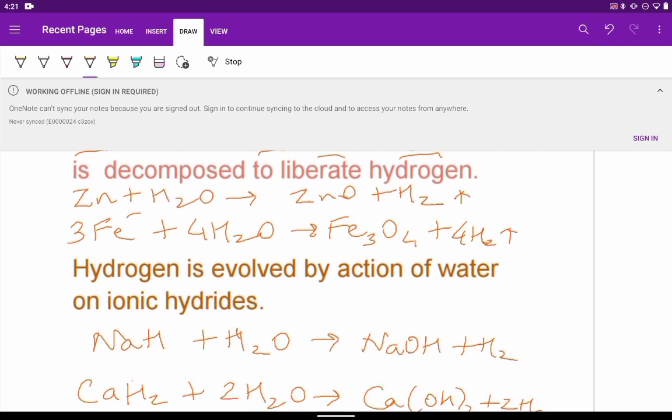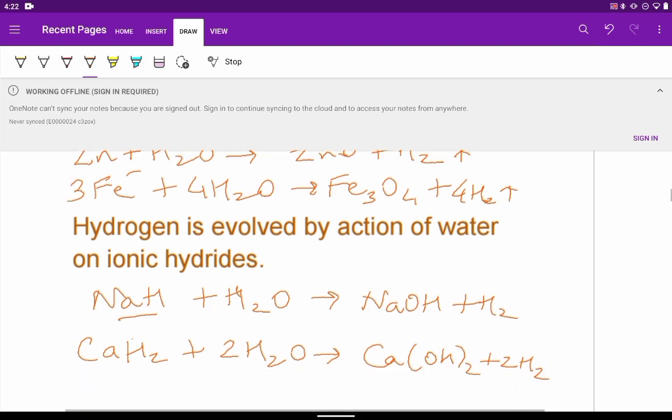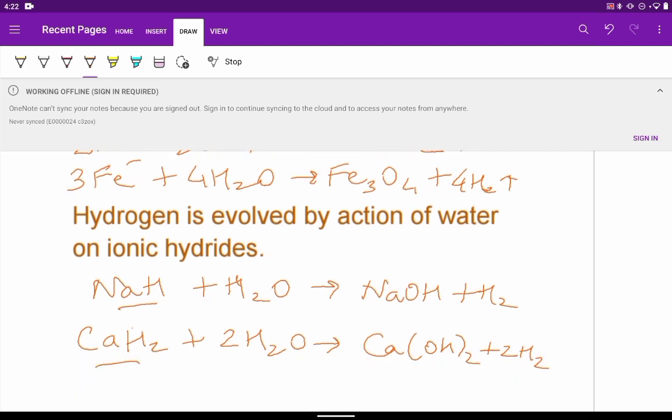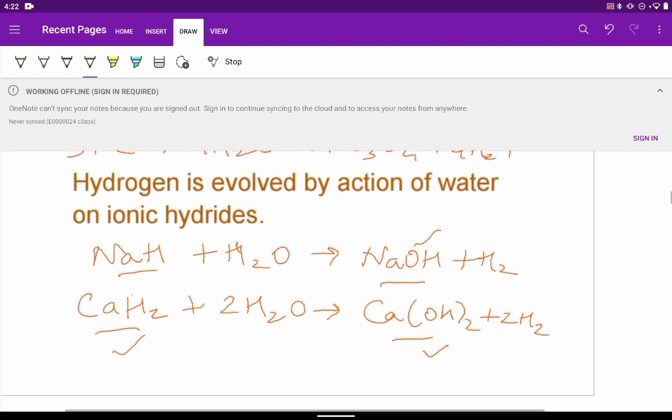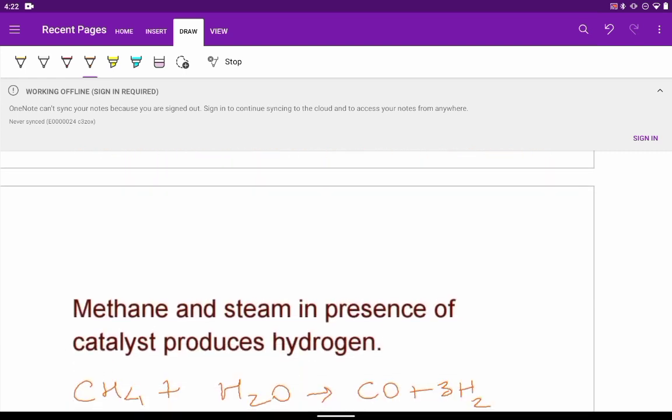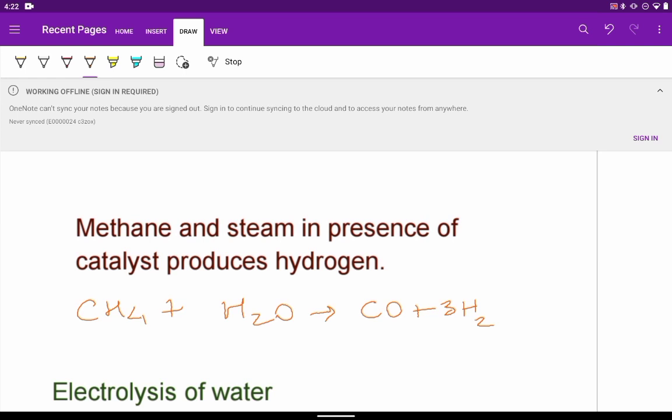If we have ionic hydrides like sodium hydride or calcium hydride, when they react with water, they also release hydrogen and the respective hydroxides are formed. For example, if we are using sodium hydride, we get sodium hydroxide. If we use calcium hydride, which is also an ionic hydride, we get calcium hydroxide along with the liberation of hydrogen gas. Some compounds of carbon like methane can react with steam, and in the presence of some suitable catalyst, they also produce hydrogen along with carbon monoxide.